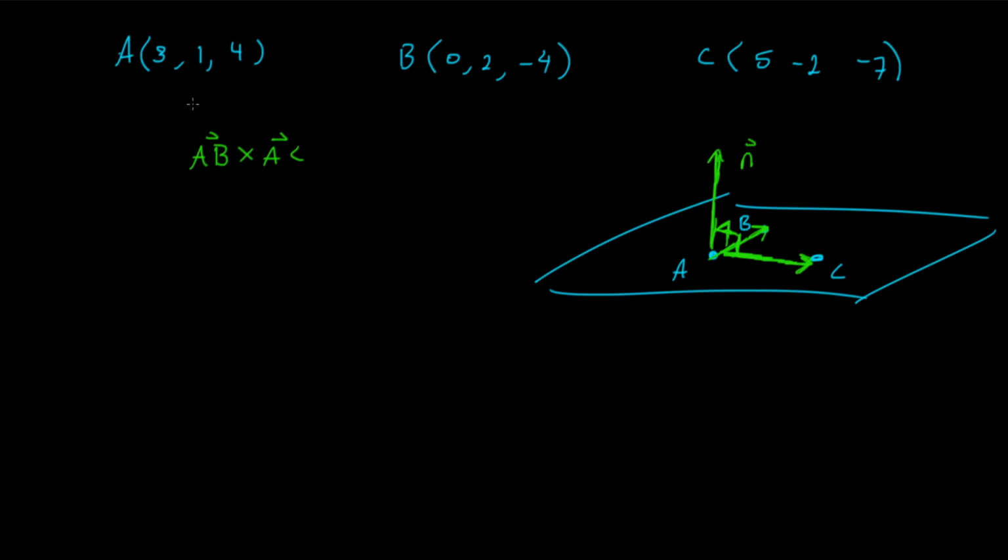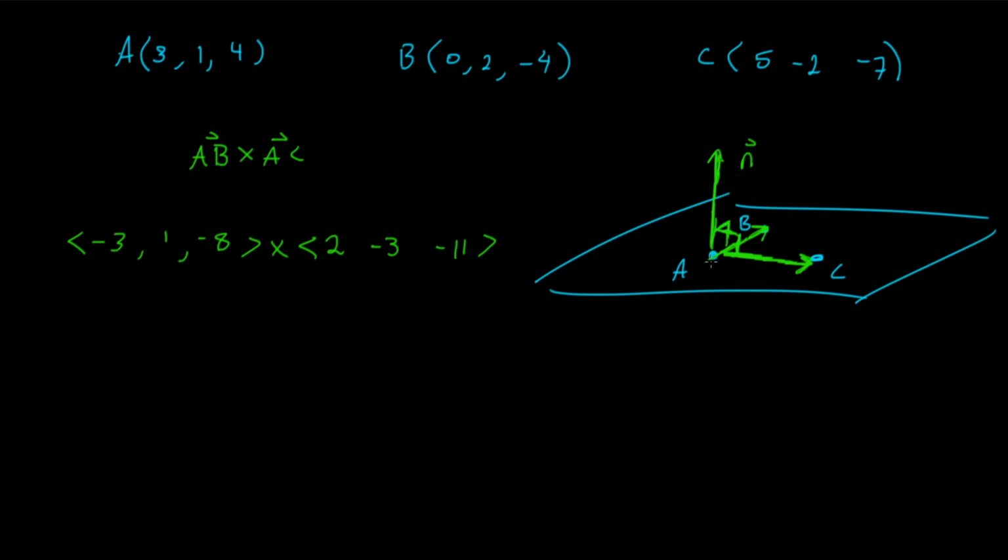So we need vector AB. Vector AB is just the coordinates of B minus the coordinates of A. So we have 0 minus 3, we have negative 3. 2 minus 1, 1. And negative 4 minus 4, negative 8. We're going to cross that with AC. So 5 minus 3, that's 2. Negative 2 minus 1, that's negative 3. And negative 7 minus 4, that's negative 11. We're going to cross these 2 vectors. That's going to give us this vector here.